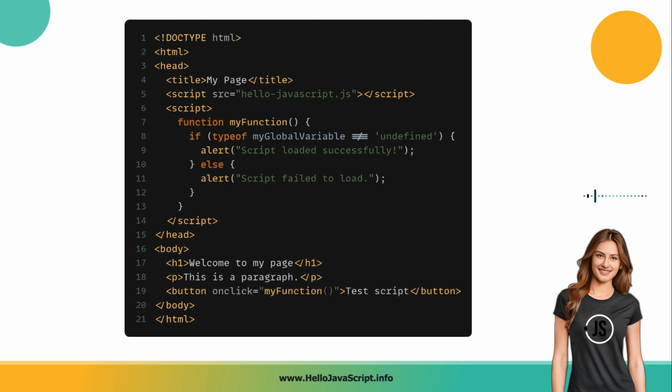This method can be used to test if a script has loaded successfully before executing any code that depends on it. It is important to note that this method assumes that the script defines a global variable that can be checked and may not be suitable for all scripts. Other methods, such as using the onload event of the script tag, can also be used to test if a script has loaded successfully.